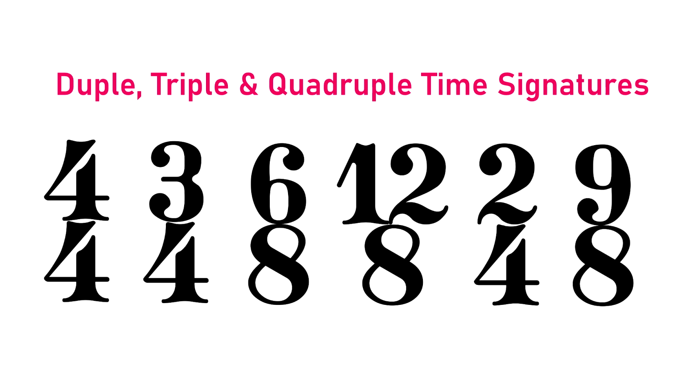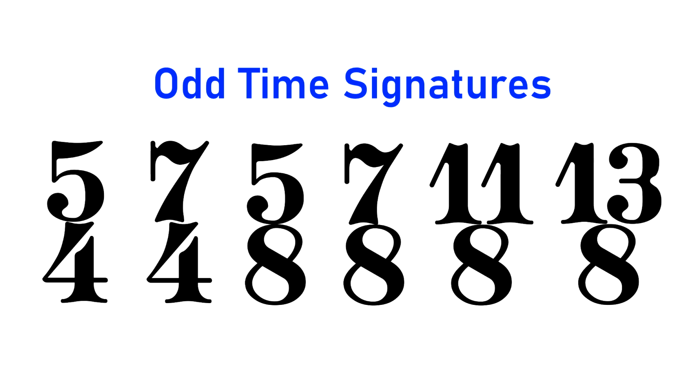At least in Western music, we write most of our music in signatures that divide down into groups of 2 or 3. So this includes signatures like 4-4, 3-4, 6-8, 12-8, 2-4. Typically, audiences seem to find signatures like this to have a more natural pulse to them. So signatures that don't divide down into 2 or 3 are deemed odd signatures.